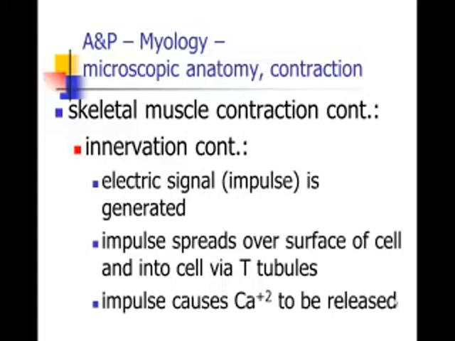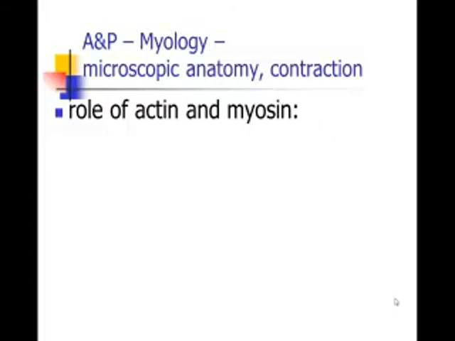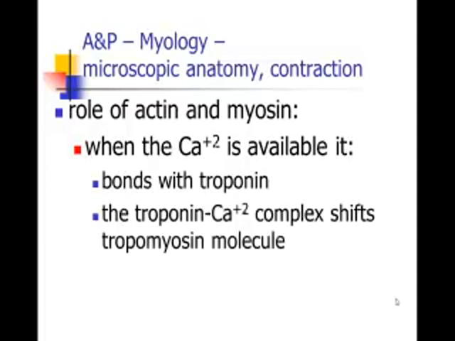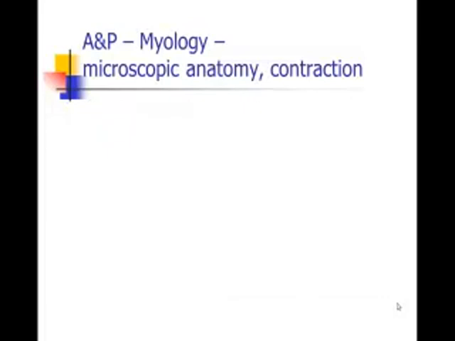When the impulse gets into the cell, and as it passes over the cell, it's going to cause the calcium to be released from the sarcoplasmic reticulum. And remember, the calcium then is going to do a couple of things. One of the things is it's going to bond to troponin. When that happens, the troponin pulls away from the tropomyosin, and the bonding sites for the cross bridges are exposed. So the troponin-calcium complex shifts the tropomyosin molecule, and then the myosin bonding sites are exposed, so the cross bridges can attach.